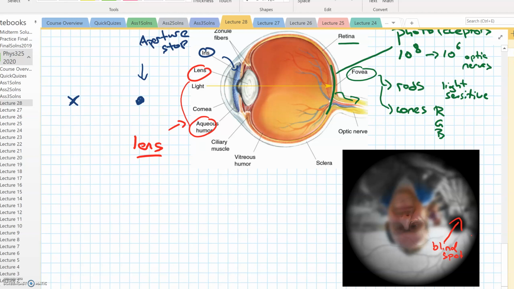Or a blind spot there. We have a low depth of focus, or depth of field. We're only focusing on one spot. And we're inverted here. So this is what the image actually looks like on your retina.